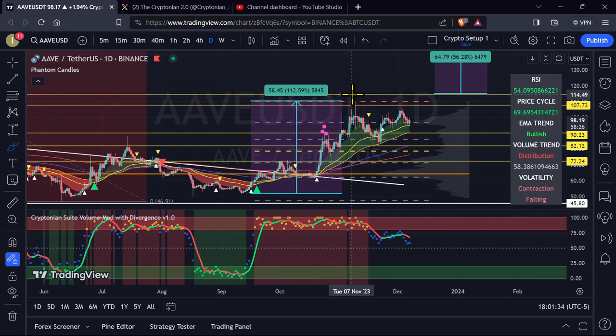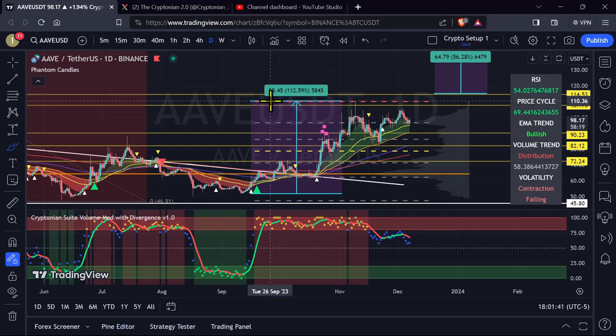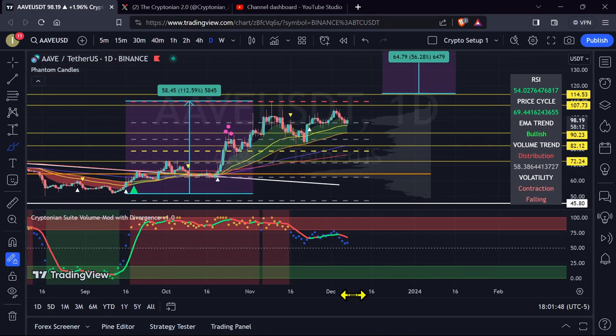And so taking a look at what AAVE has done from this bottom here all the way up to this peak here, this has been a 112% move. So if you purchased down here, you have more than doubled your money. Congratulations. Now, that being said, we need to be careful here.